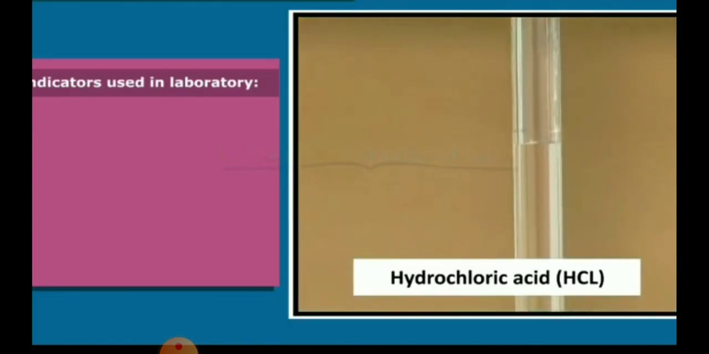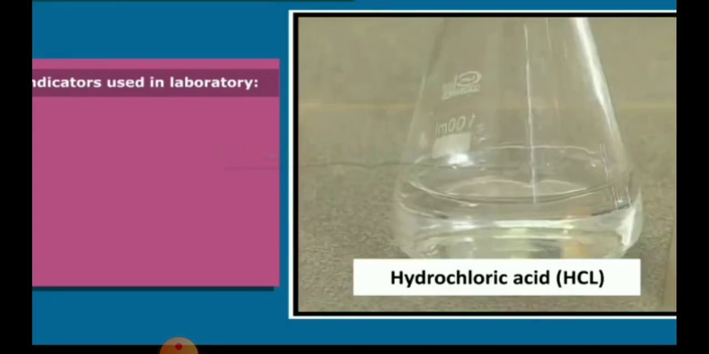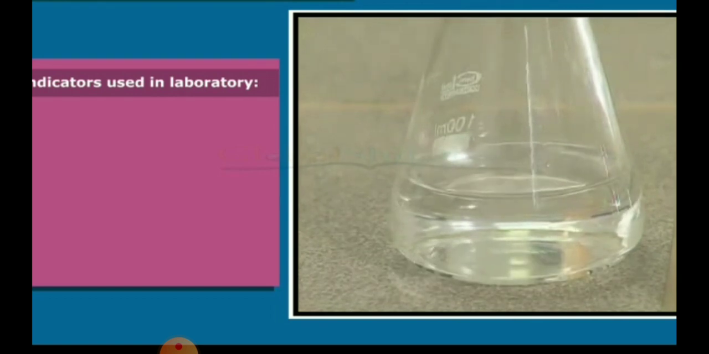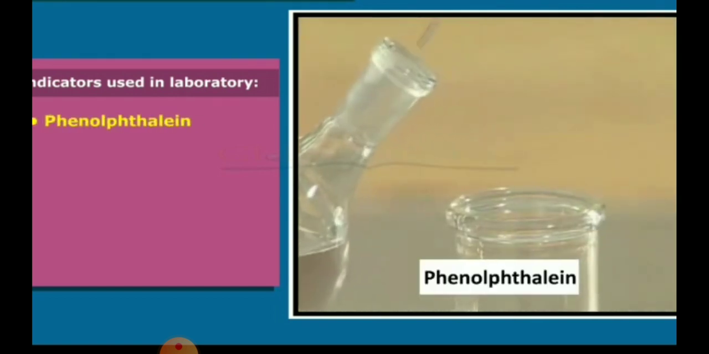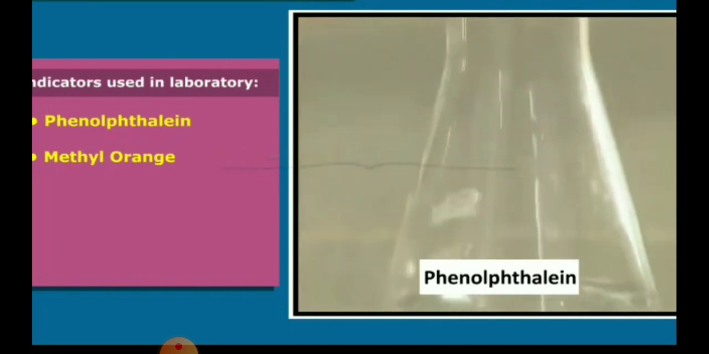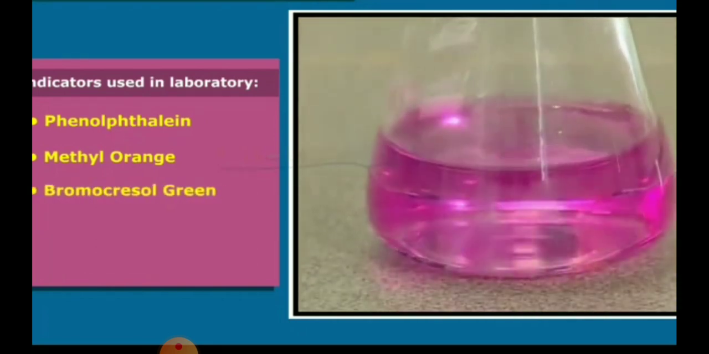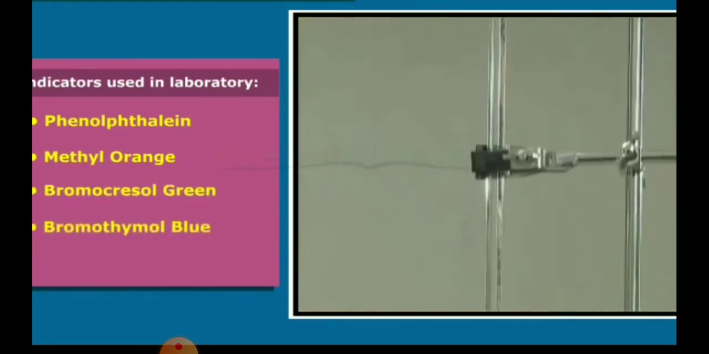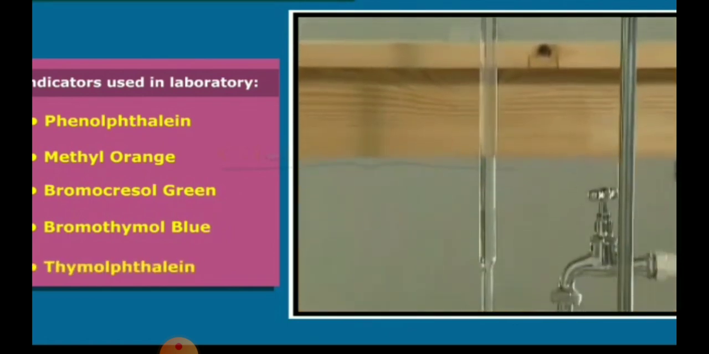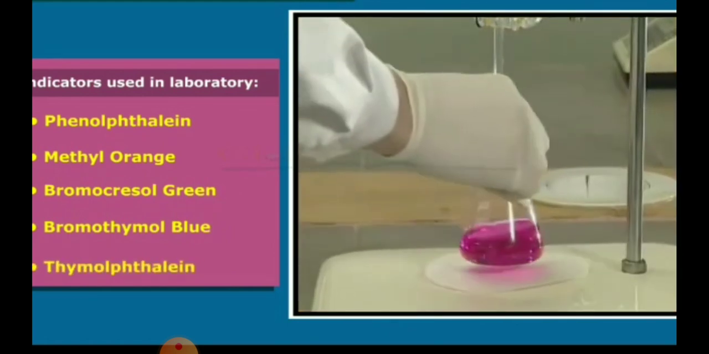Let us perform a simple experiment. Take some hydrochloric acid in the beaker. Then add some phenolphthalein to it. Now add sodium hydroxide drop-wise to this solution with continuous stirring. After some time, the pink color slowly appears in the solution.